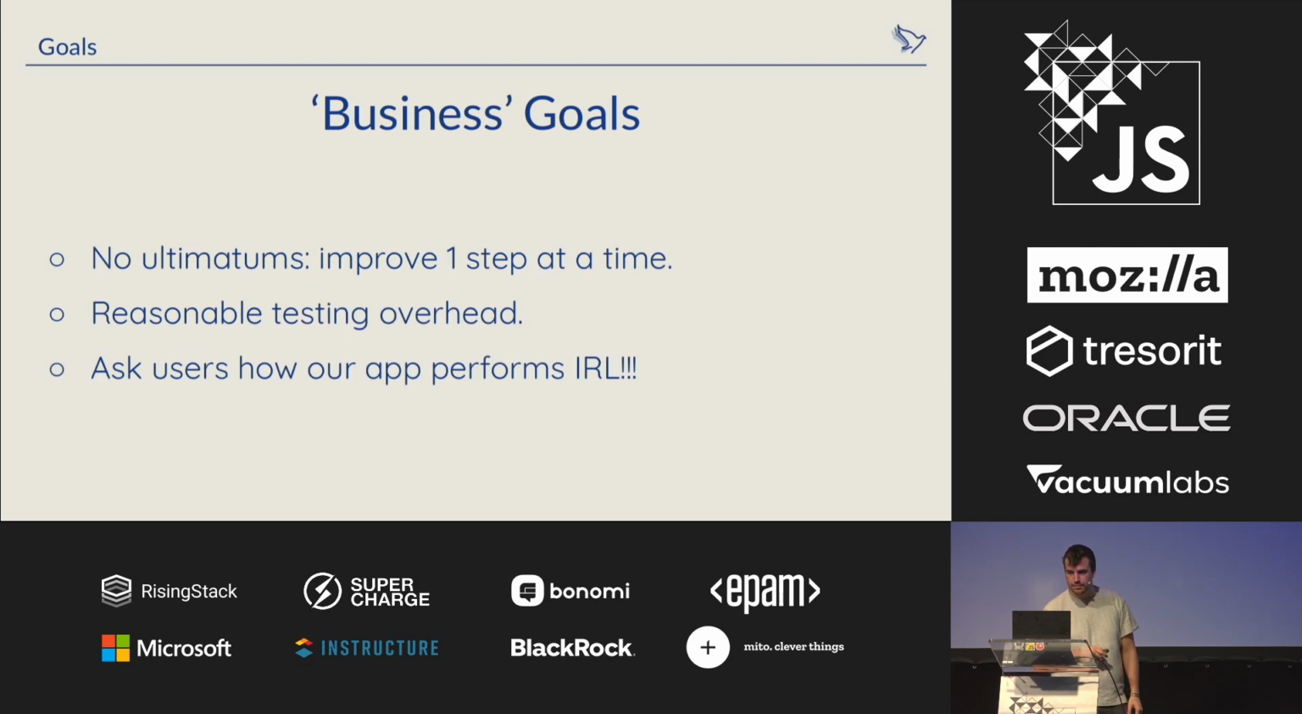Okay. So business goals, no ultimatums. I think that performance is something you should take an incremental approach to. Make one performance change at a time. Something is better than nothing. Build in offline support one step at a time, starting with the most used or most impactful workflows. In our case, we need reasonable testing overhead. Like I said, it's a volunteer team.